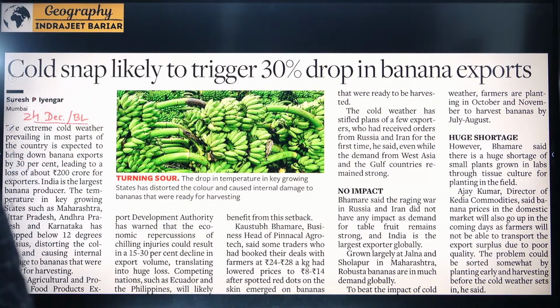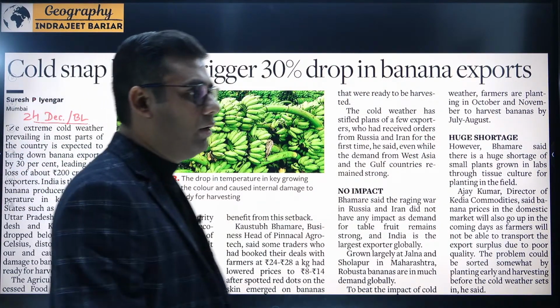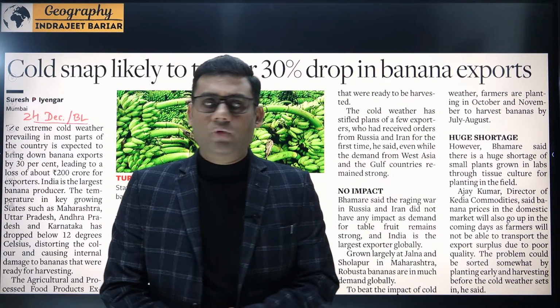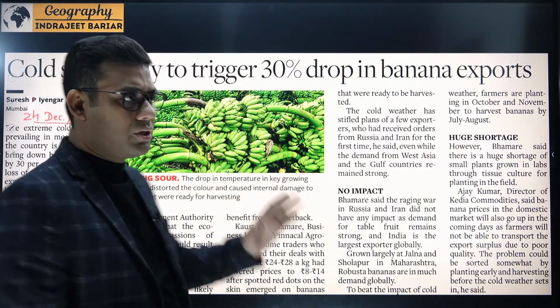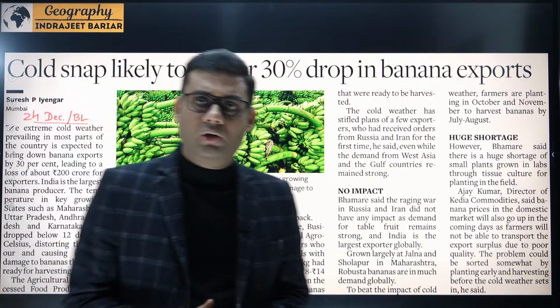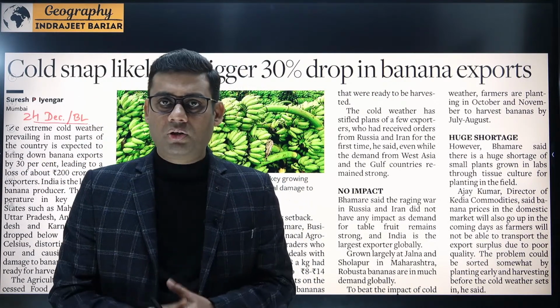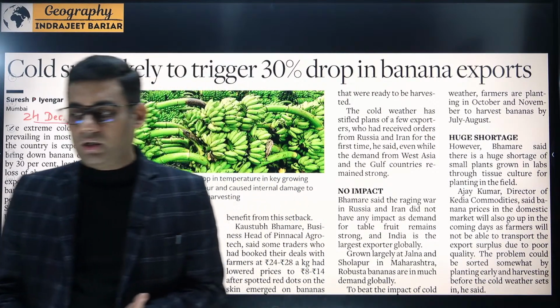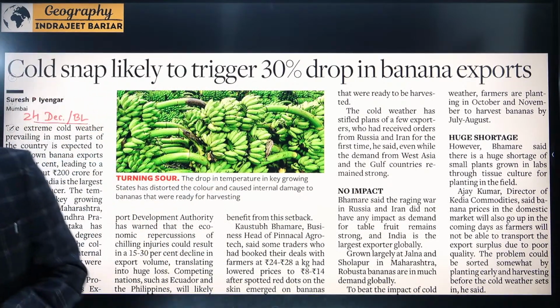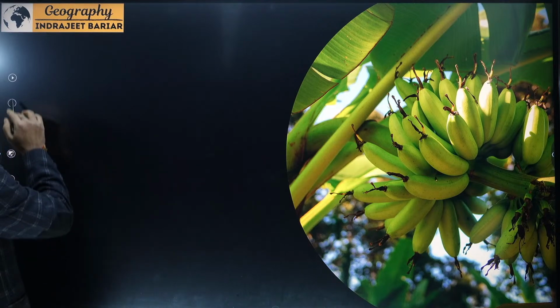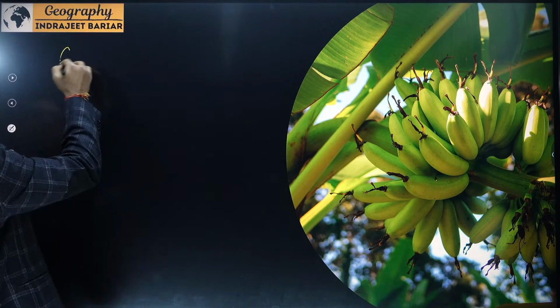So overall, when we talk about banana as a crop, from a geography perspective we are not dealing with how much is the production and all, but we have to be concerned about the geographical aspect related to banana: how much is produced, and what are the conditions under which the banana grows. So overall, the first thing is the growing conditions.